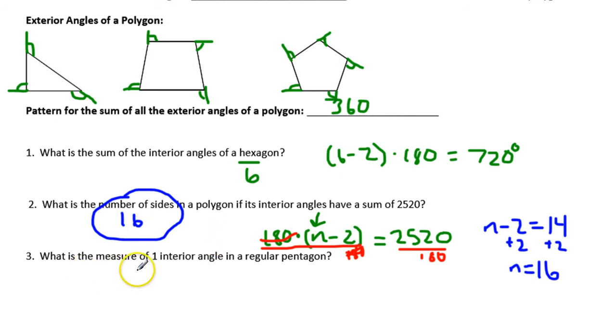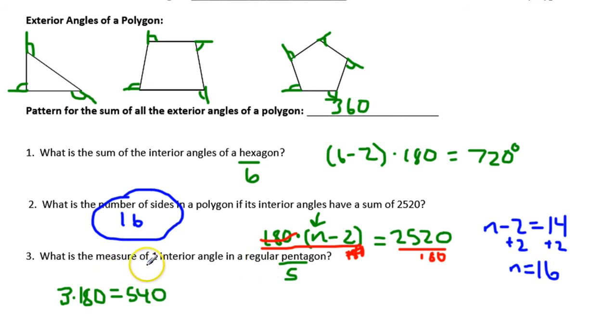Third one down here, what is the measure of one interior angle in a regular pentagon? Well, the only way we're going to get the measure of one is if we find the sum of all of them first. So let's go ahead and say pentagon is 5. So number of triangles is 3 times 180 degrees per triangle, and that's going to give us 540 degrees total. So 3 triangles, 180 each, 540 degrees inside.